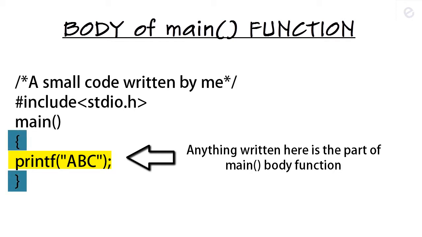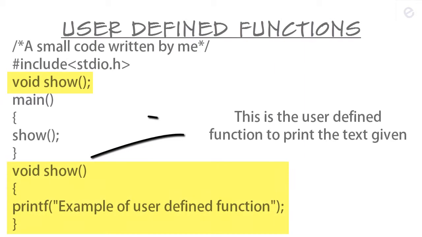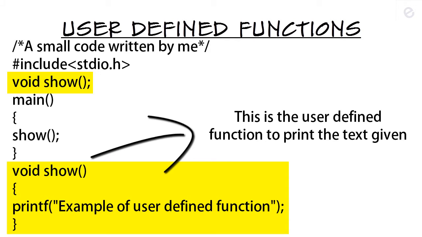The fifth part contains the body of the main function. They are enclosed between left and right braces and are written inside the main function. The sixth part is written after the closing brace of the main function and it is optional. They are the user defined functions. We would be talking about user defined functions in our later tutorials.